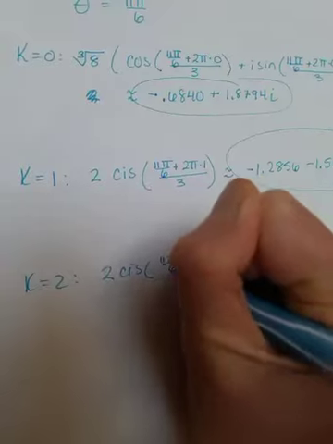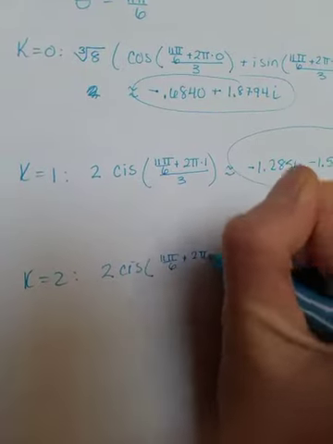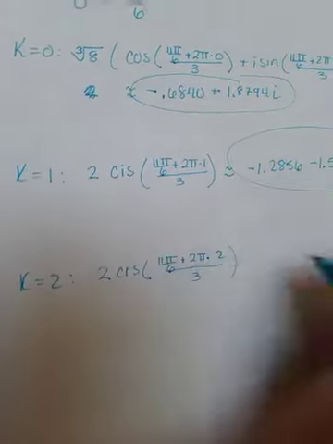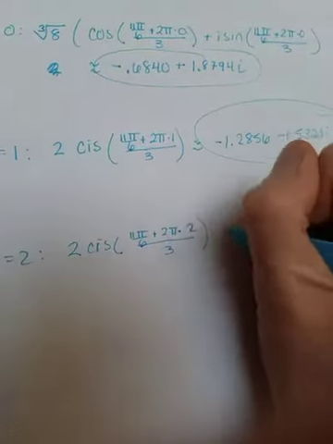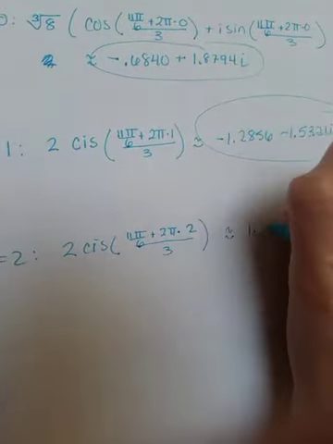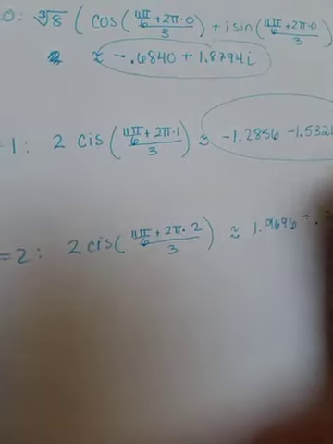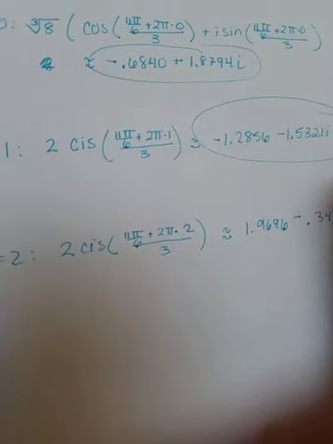My last one happens at k equals 2. So again, I have 2 cis, this time still 11 pi over 6, but plus 2 pi times 2 divided by 3, because k is 2. So again, you will have to use your calculator. You will get 1.9696 minus 0.3473i. That is your last one.